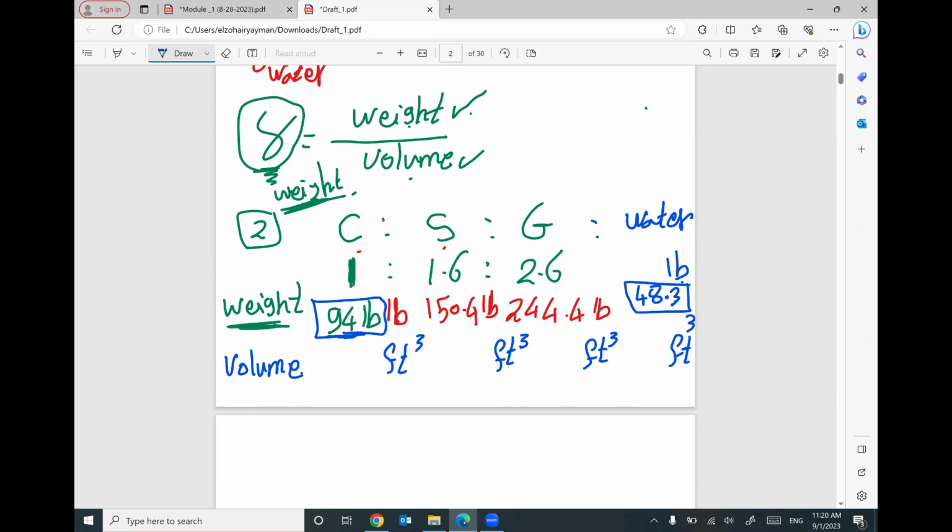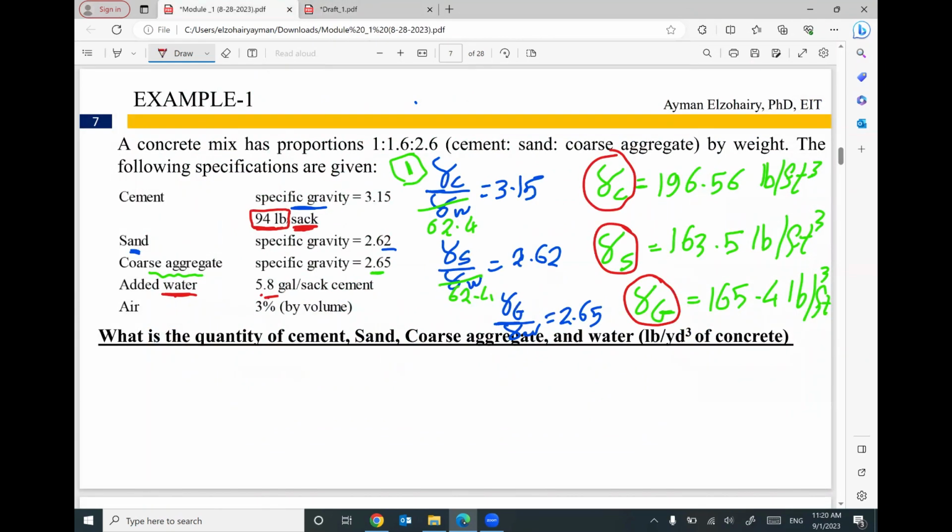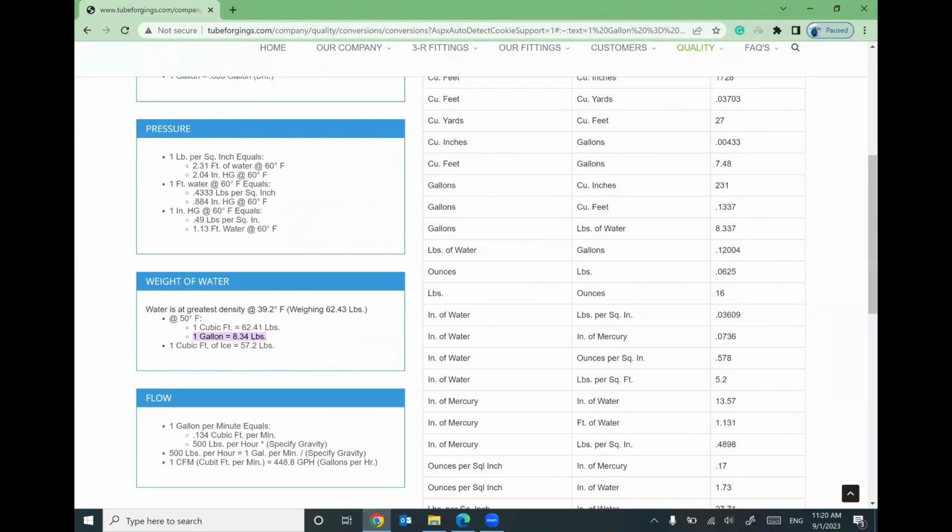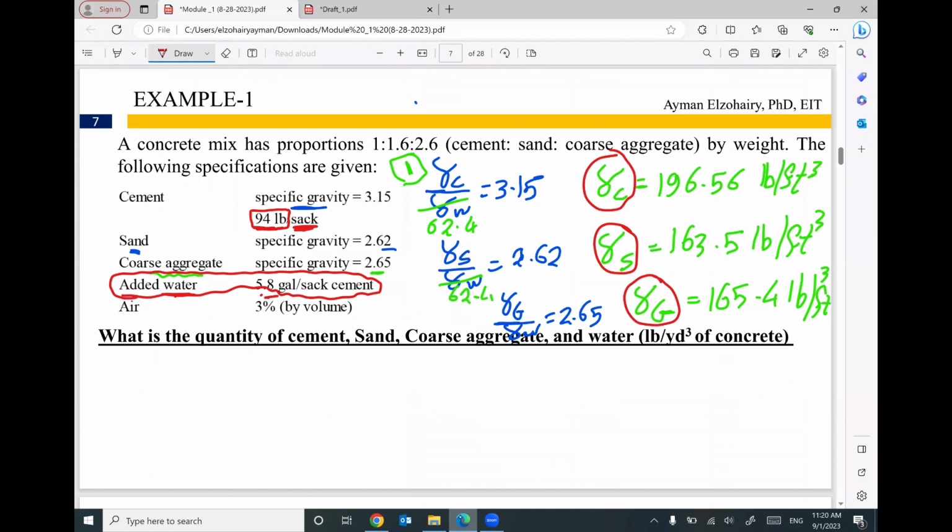So far, one bag of cement, which is 94 pounds, will need 150.4 pounds of sand, 244.4 pounds of gravel, and 48.3 pounds of water. How did you get the water? The water information is given separately here. For each sack of cement, we are going to use 5.8 gallons. This number is volume, so I used Google to convert between gallon and pound. For each 1 gallon, you multiply by 8.34 to convert gallons to pounds.